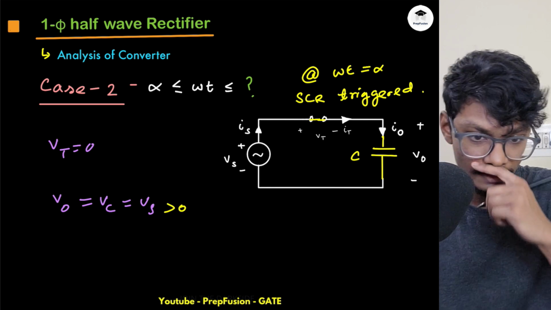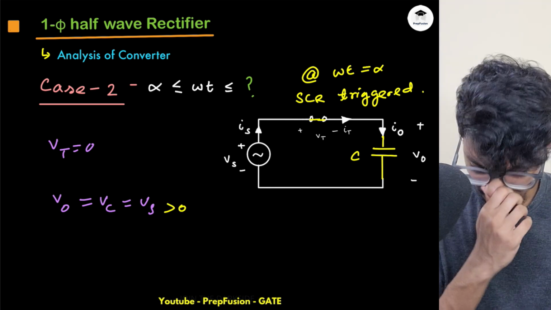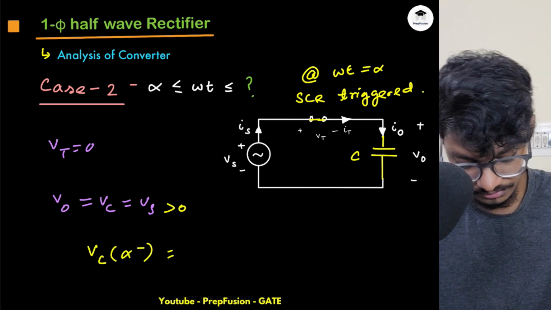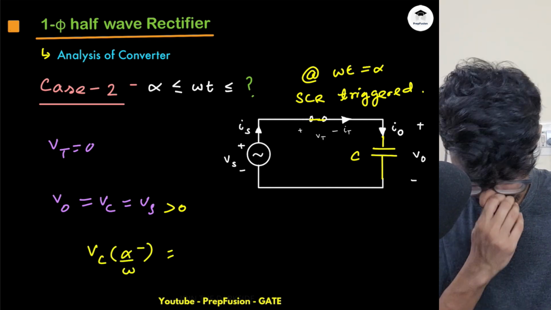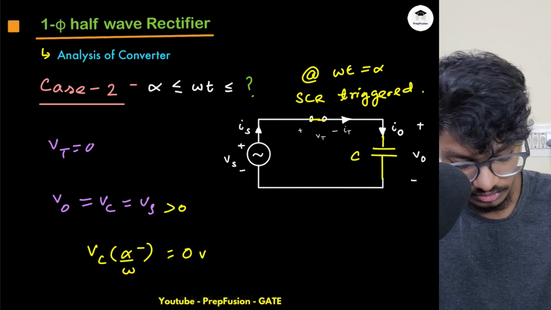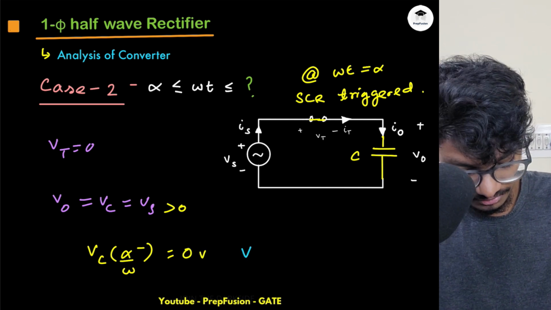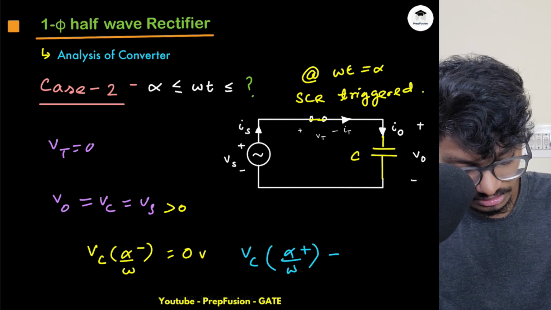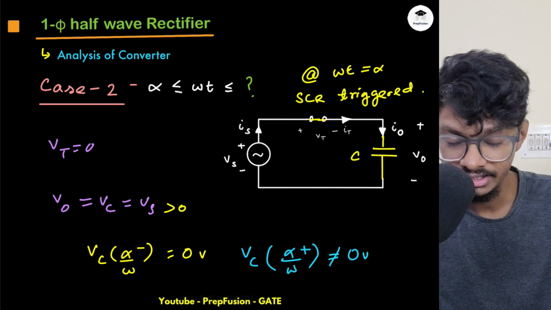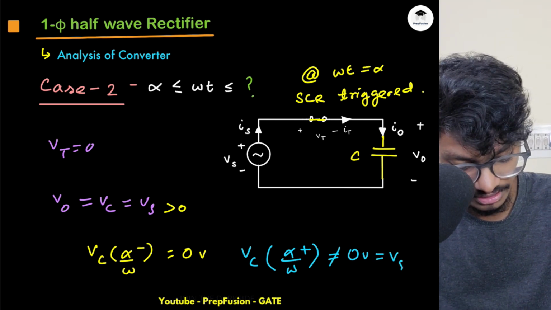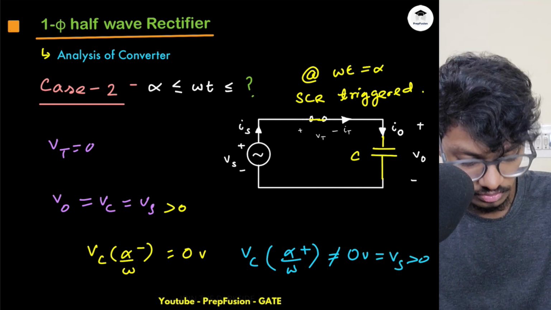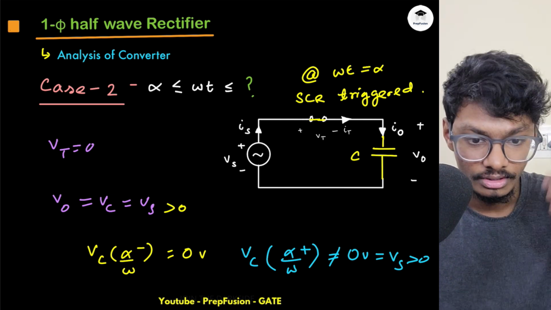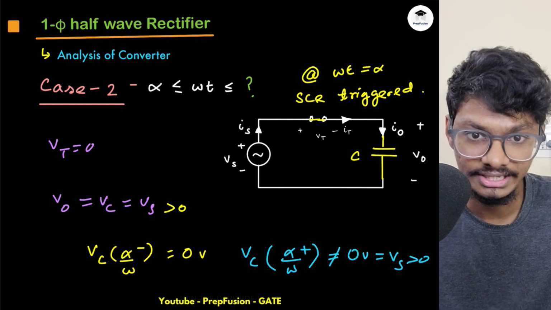But VC before that, what was VC? At alpha by omega minus, it was 0 volts. But VC at alpha by omega plus is telling that it is some non-zero voltage. It is fixed to some voltage that is equal to my Vs, which is greater than 0. So what will happen? Voltages are not matching. So here there will be 3 cases that we will understand.